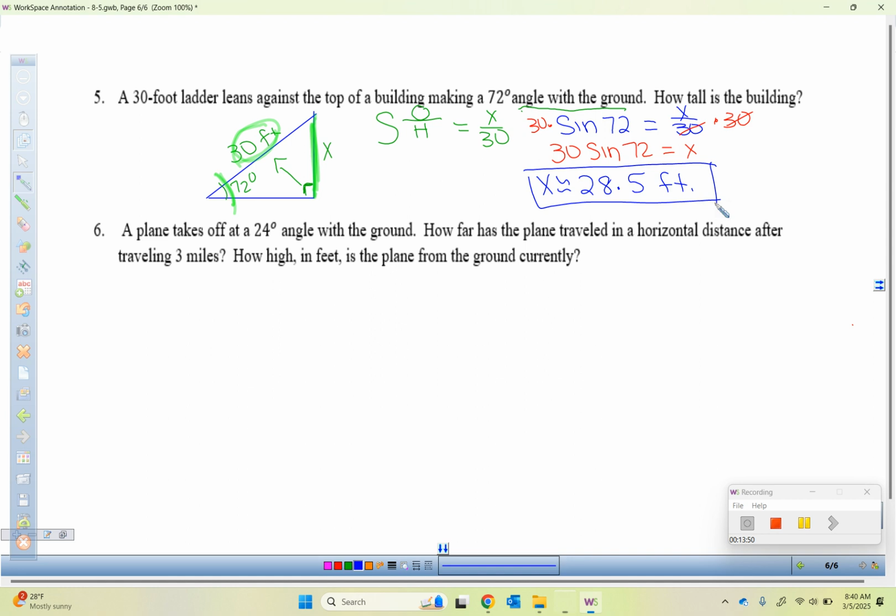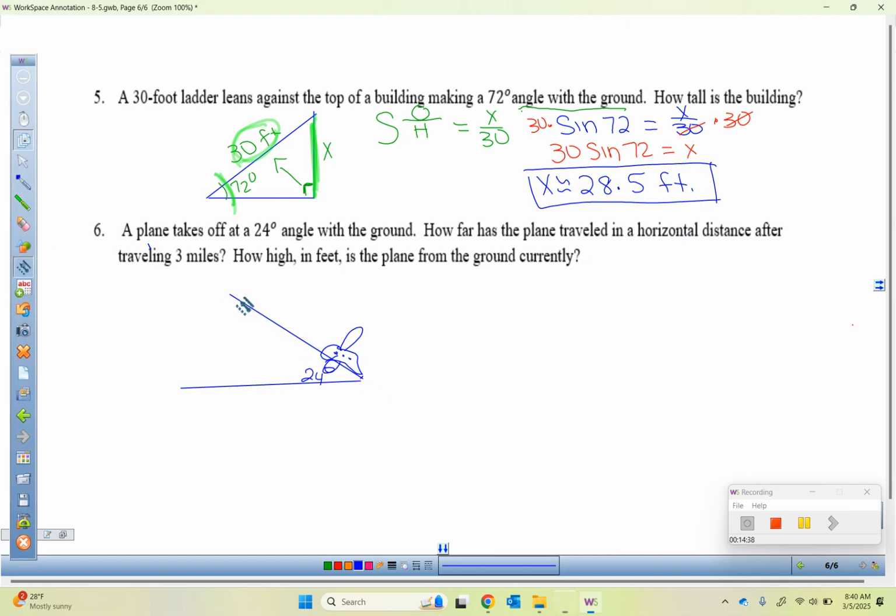Okay? All right. One more, guys. Number 6. A plane takes off. Okay, so I'm gonna have a little plane here. You like that? Yeah. Okay, so a plane takes off at a, I'm going to start here on the ground, at a 24-degree angle. Okay, here's my ground. Here's the runway. Here's the ground. He takes off at a 24-degree angle. How far has the plane traveled in a horizontal distance after traveling 3 miles?